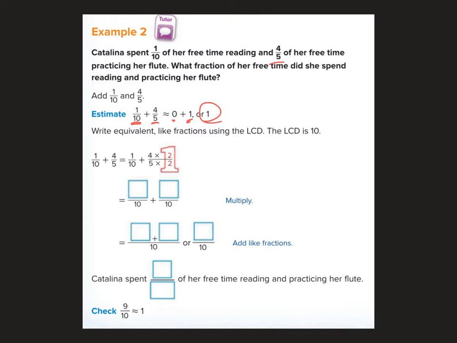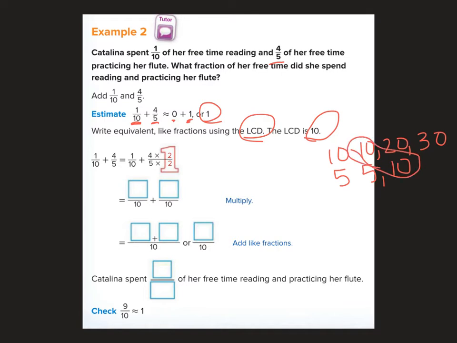Write equivalent fractions using the least common denominator, also known as the least common multiple. The least common denominator is 10, right? Because if I count multiples of 10, and then I count by 5s, this is the first time they intersect, so 10 is going to be my least common denominator.